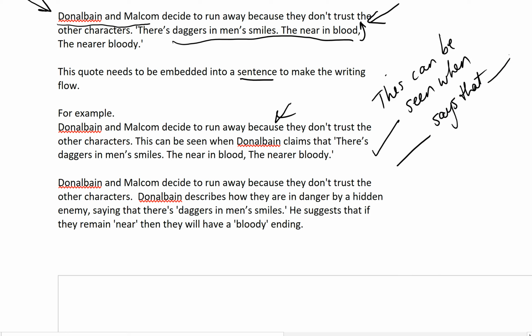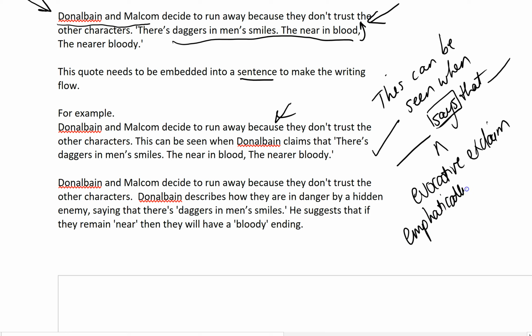And you might say claims, argues, declares, whatever. You can use any verb there. If you want to add an adverb, you could describe how he says it. So somebody might evocatively exclaim, or they might emphatically declare something. When you talk about how they say it, you are talking about text construction again. You are describing the use of language. That's just a little trick that you can put into your writing.